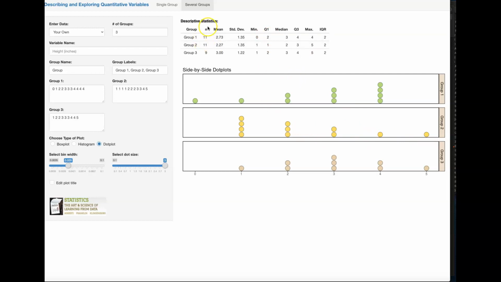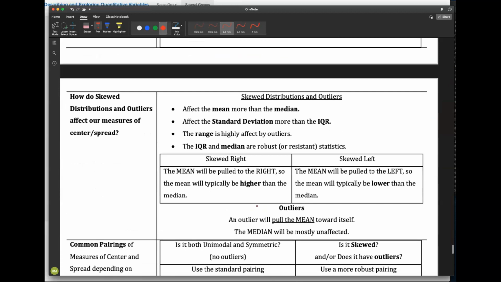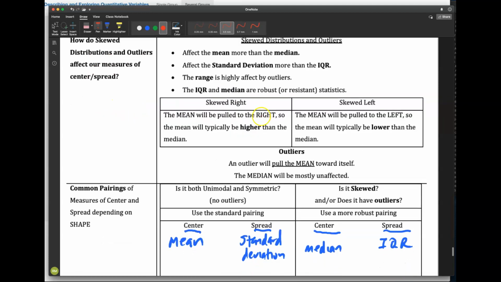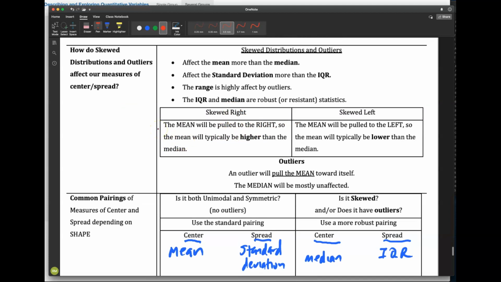So there's an interplay between those values, and that's what we're trying to look at. If you look carefully, the mean is greater than the median when it's skewed right. The median is greater than the mean when it's skewed left, or the mean is less than the median, and symmetric distributions are going to be about equal. That gets summarized here, because it becomes important to determine which measures we use under what conditions. How do skewed distributions and outliers affect our measures of center and spread? When you're skewed right or skewed left, there's the conclusion that I showed you with the picture there.